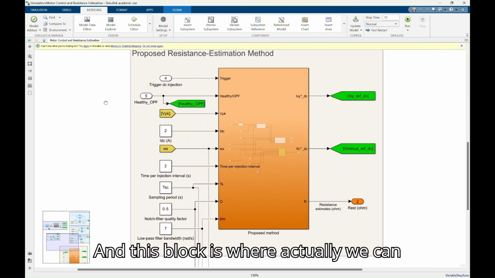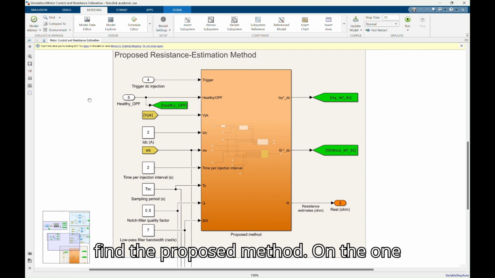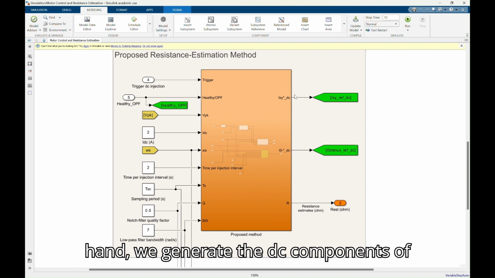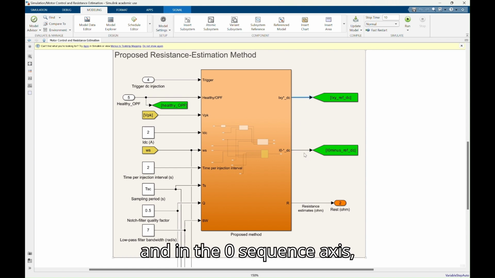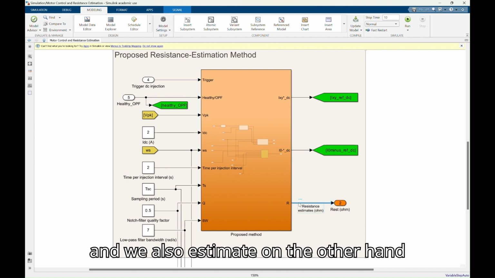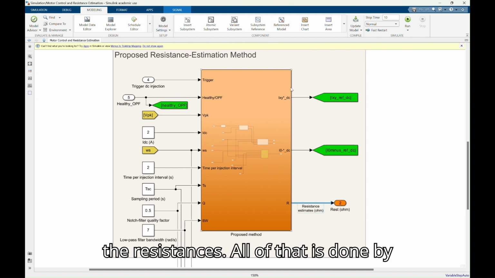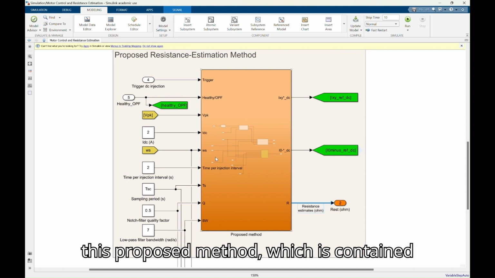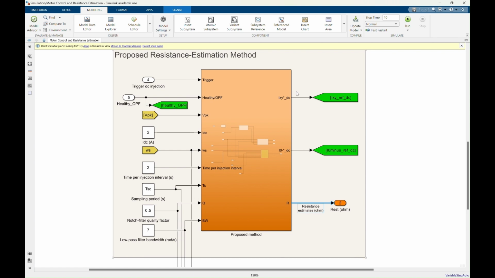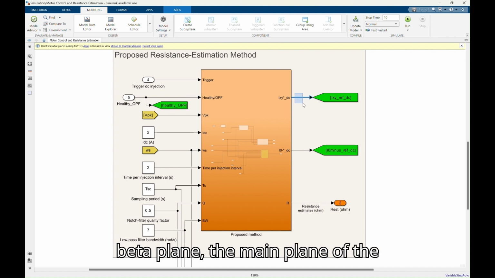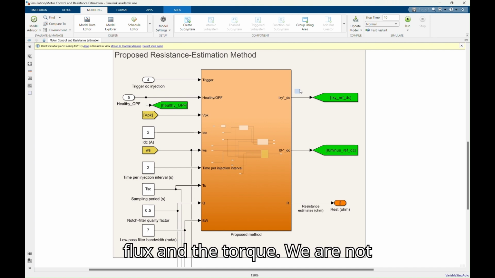And this block is where we can actually find the proposed method. On the one hand, we generate the DC components of the current references in the XY plane and in the zero sequence axis. And we also estimate, on the other hand, the resistances. All of that is done by this proposed method, which is contained within this block. And you may also note that we don't change the references in the alpha beta plane, the main plane of the machine, which is responsible for the flux and the torque.